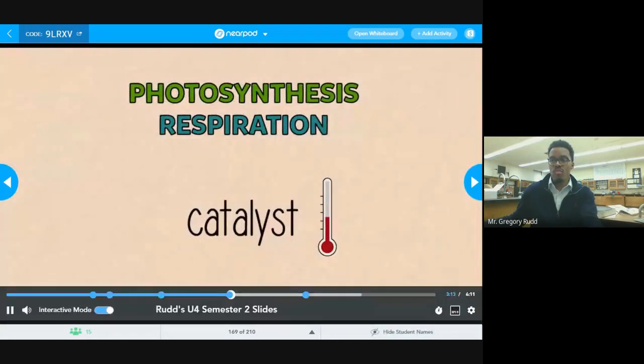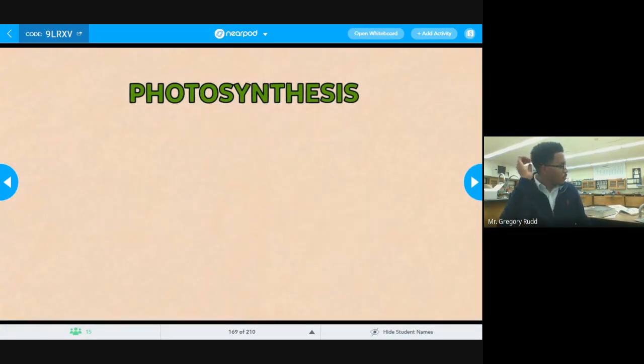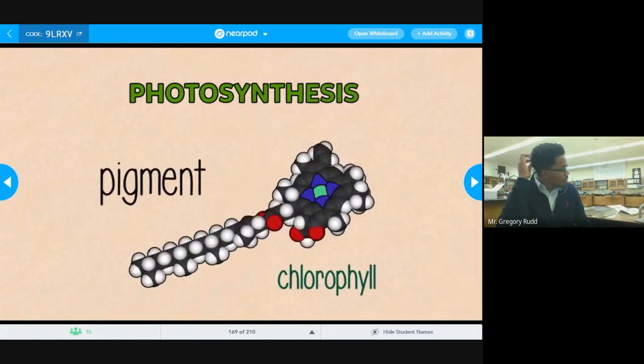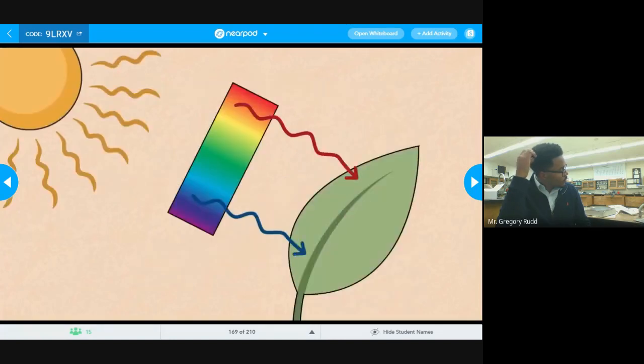These catalysts are called enzymes. Photosynthesis also needs a pigment called chlorophyll. The active site is a magnesium atom, colored green in this model, which absorbs blue and red light from the sun spectrum to drive the photosynthesis reactions, leaving the green light to be reflected, making the leaves look, well, green.